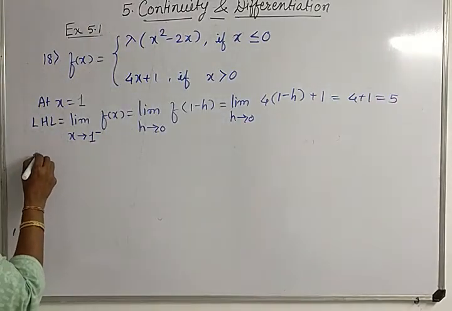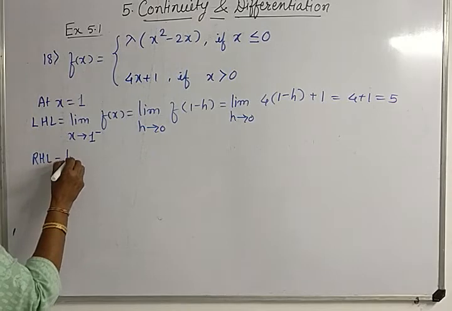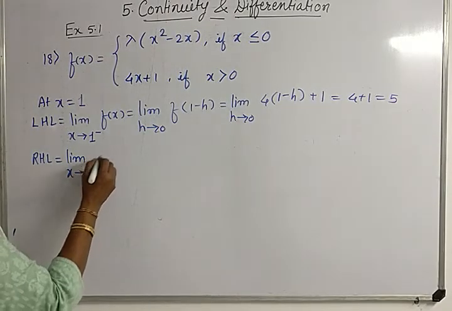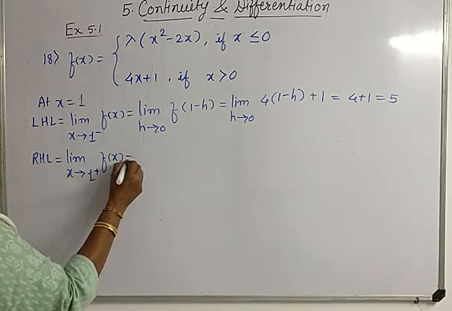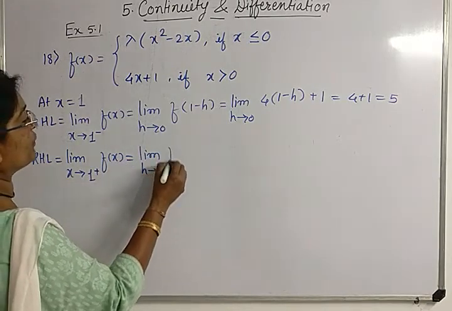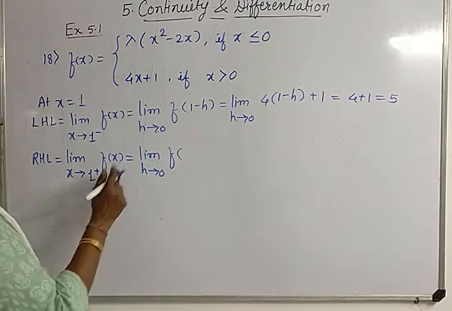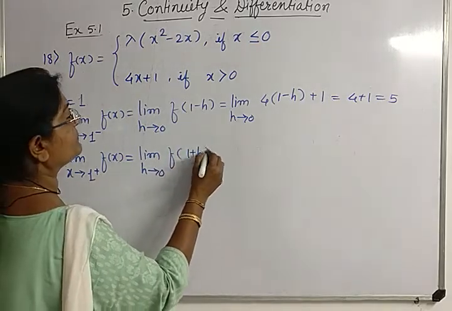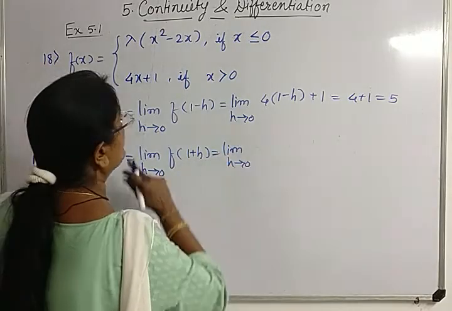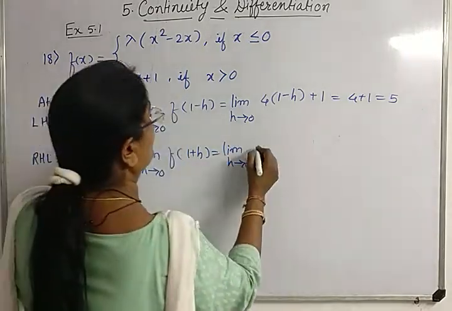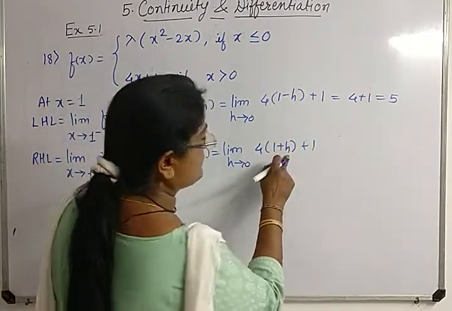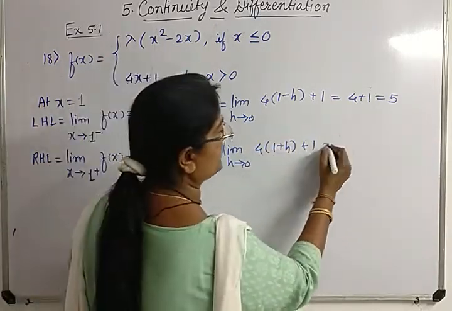Now find right hand limit equal to limit as x tends to 1 positive of f of x, equal to limit as h tends to 0 of f of 1 plus h, equal to limit as h tends to 0. The function is same, that is 4 into bracket 1 plus h plus 1. Again it is 0, 4 ones are 4 plus 1, again it is 5.